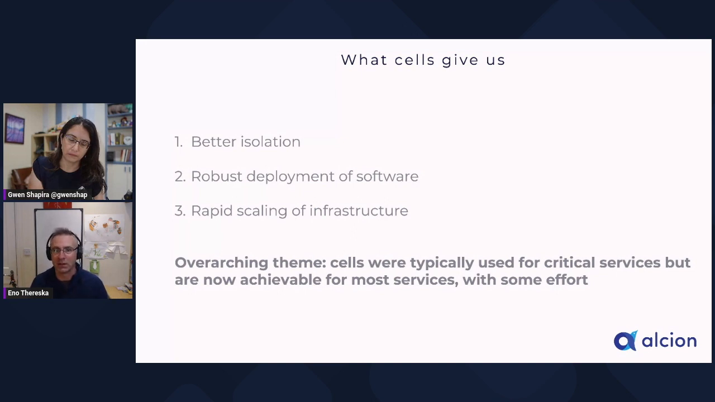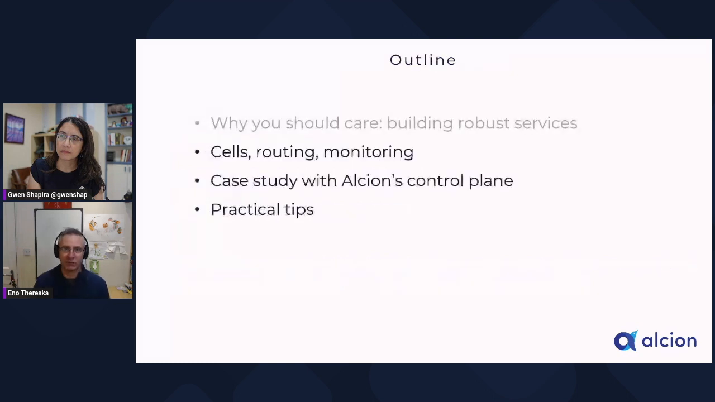Okay. Again, one of the main messages of this talk is that these were used in the past for critical services. I have a pointer later on to the Fargate service, for example, in AWS, or Lambda or DynamoDB. But today, anyone can really use cells with a little bit of effort, as we'll show here. Hopefully that gave you an idea of the motivation. Again, we want to build robust services. So let's get a little bit into the details, and then we're going to come out of the details again and do a case study with Alcion's control plane.